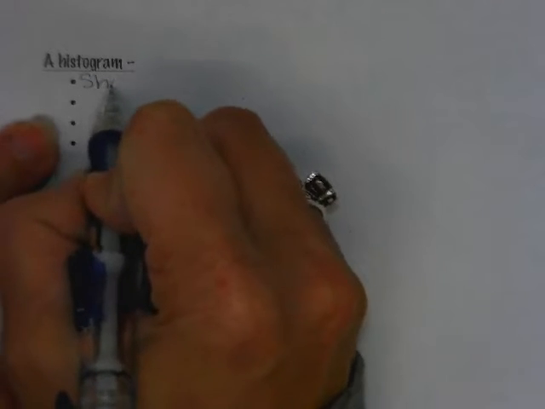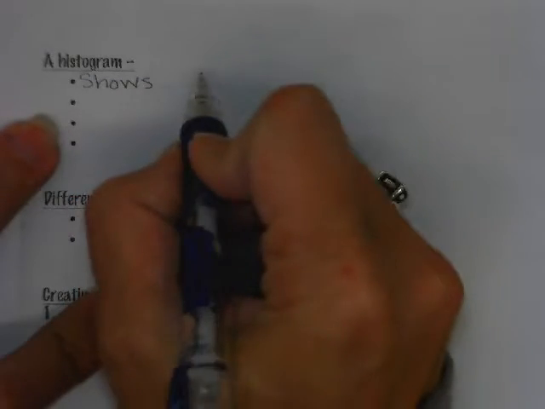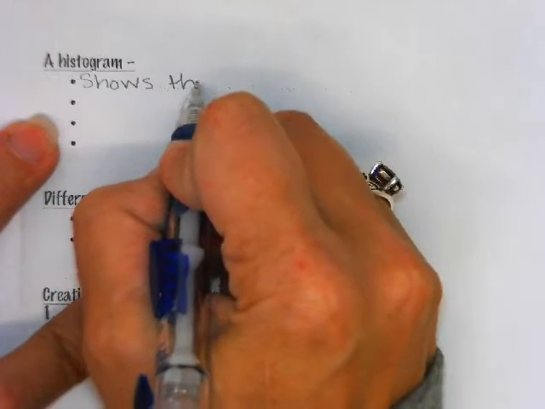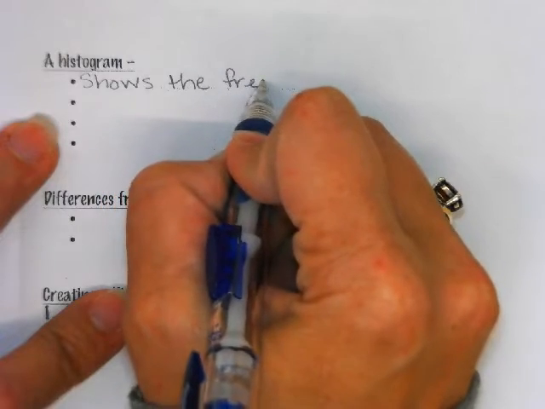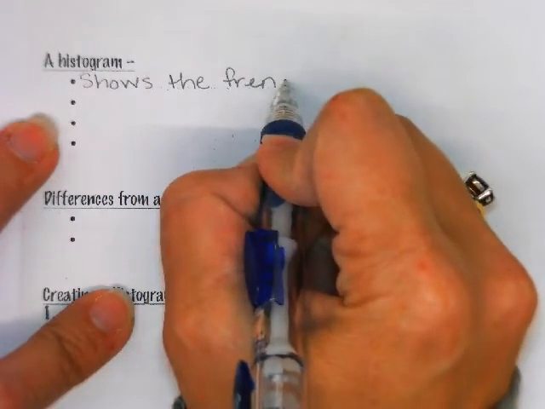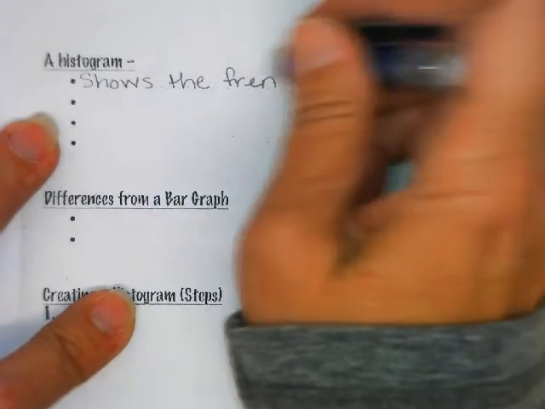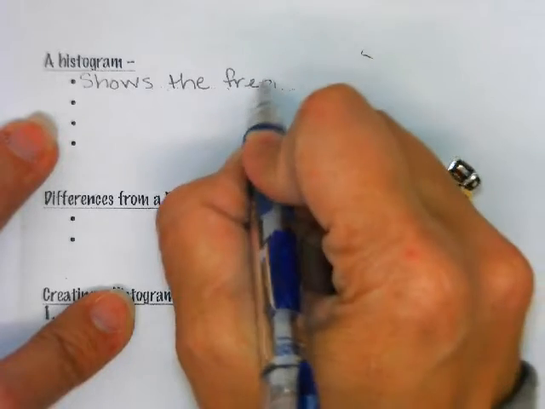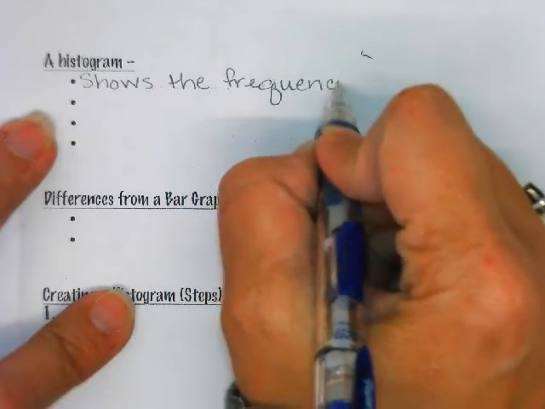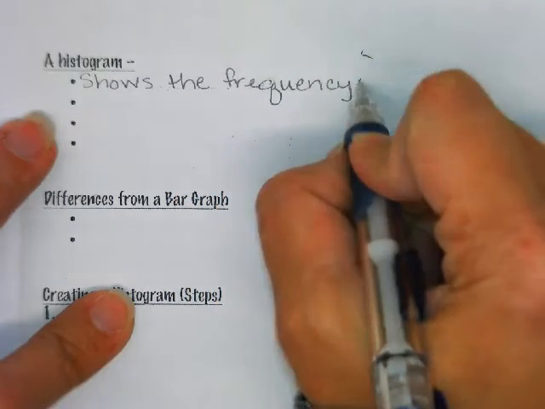All right, so a histogram shows the frequency. Do we know what that word means? How often it happens? Yes. For I teach math, I don't spell. Frequency of data.